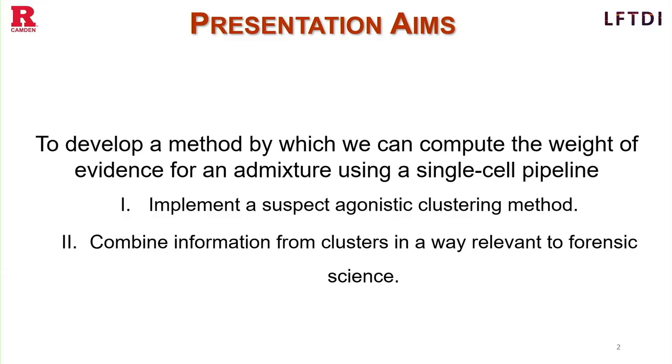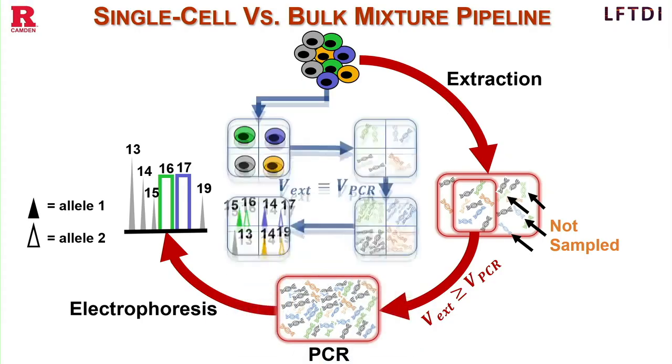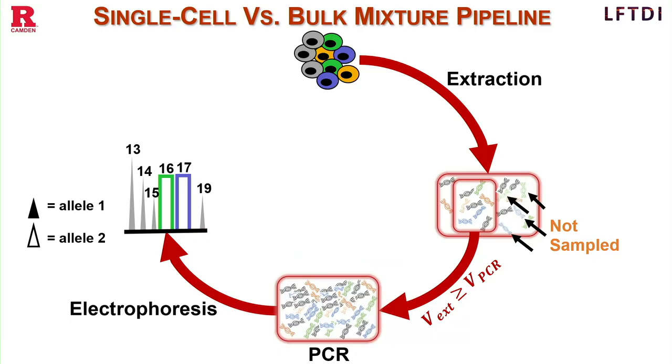Before I get into the nitty-gritty details of my work, just let me take a step back and explain the difference between a bulk mixture and a single-cell pipeline, as to what actually happens in the lab and how we process the data so that we can work with single-cell. So traditionally, if we go to a crime scene and we get a sample, the first step is to take a small portion of that sample, and that sample goes to extraction.